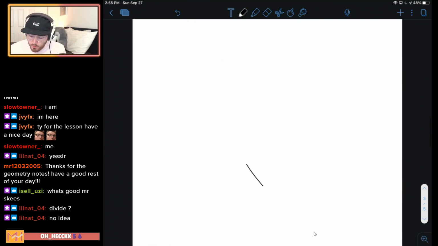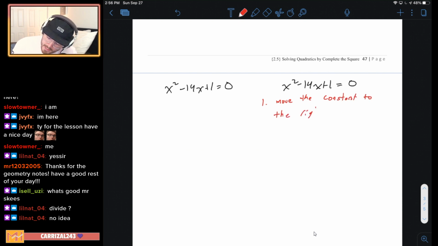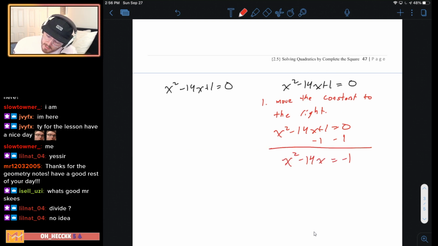Let me show you what I would do. Why is that neat? So my first step is going to be to set it equal to 0. Or sorry, my bad, I take that back. First step is move the constant to the right. So I'm taking x squared minus 14x plus 1 equals 0, and I'm going to subtract the 1. So now I have this.